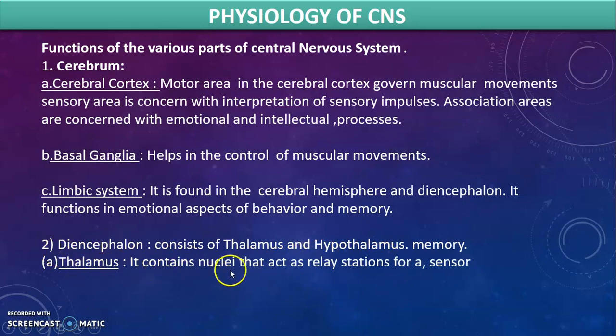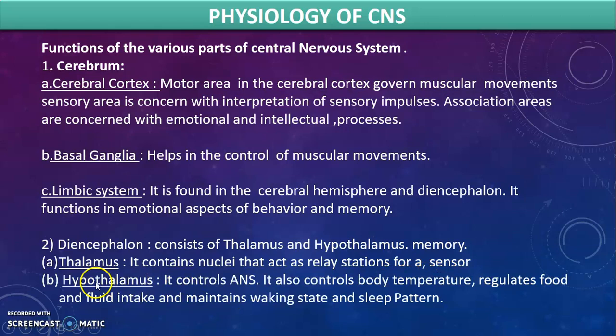Thalamus contains the nuclei that act as a relay station for the sensory impulses. Then the second part of the diencephalon is the hypothalamus.